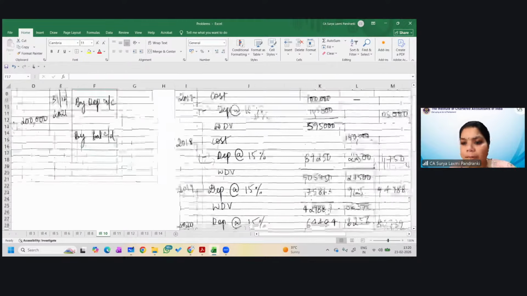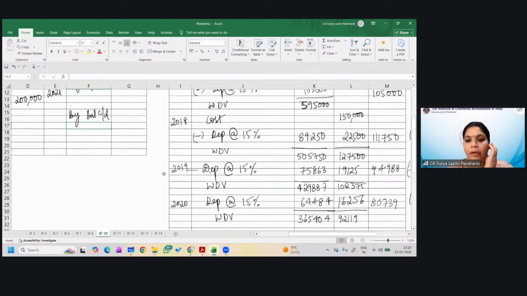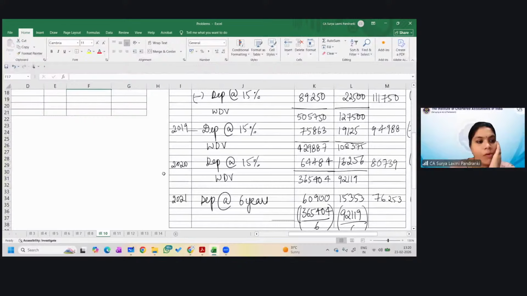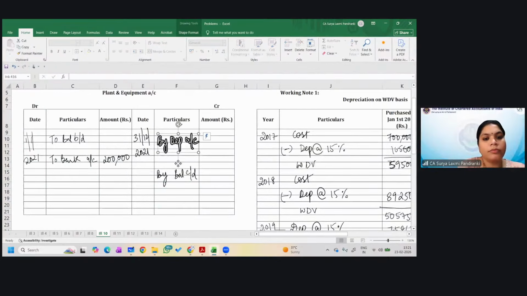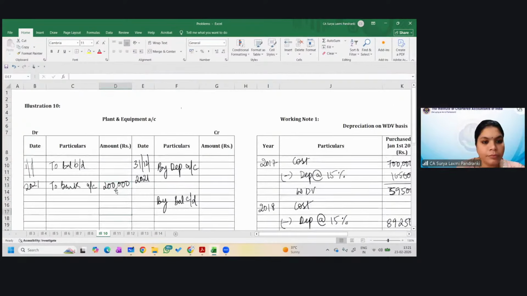And what was the balancing figure that we had? What is the total of this? Tell me the total of these two. The WDV that was available to us before changing the method of depreciation. Okay. So before changing the method of depreciation, our balancing figure was 457523. Okay. And then new machine was purchased.